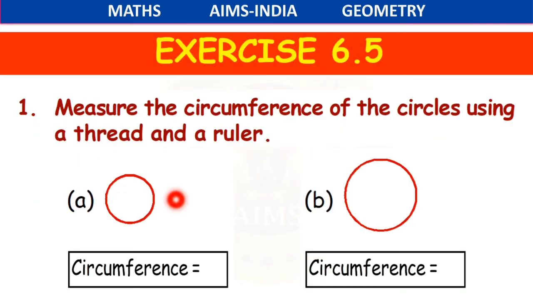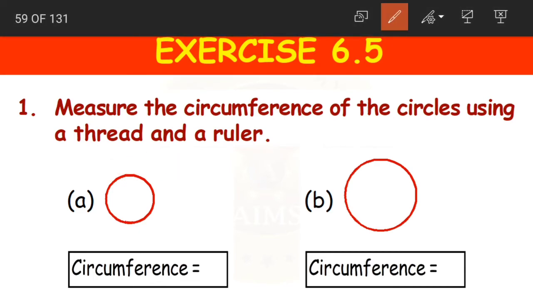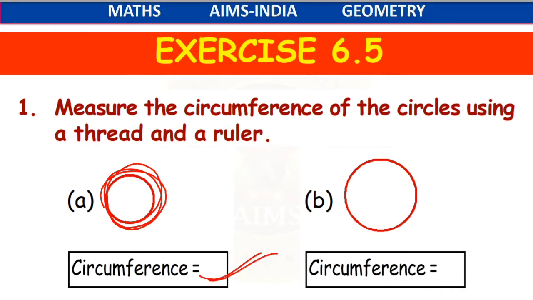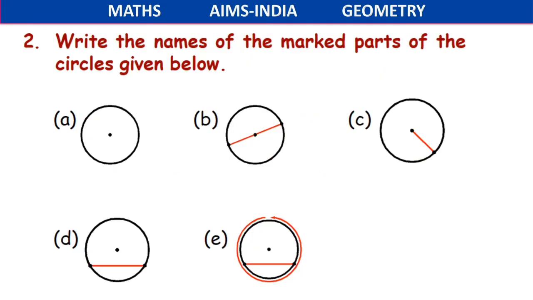Now coming to our exercise. Measure the circumference of the circles using a thread and a ruler. Again children, this is a homework activity for you. Draw different sizes of circles. Just now as we have seen, using a thread and ruler, what should you do? First place a thread alongside the edge of the circle and then measure the same piece of thread using a ruler. You will get the circumference of the circle. So like this, use different circles and measure the circumference.